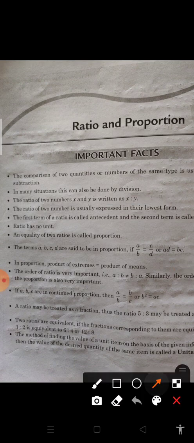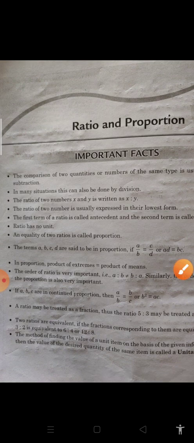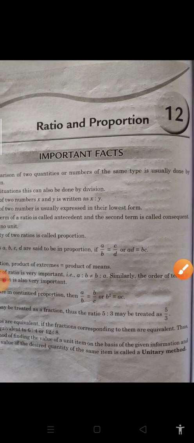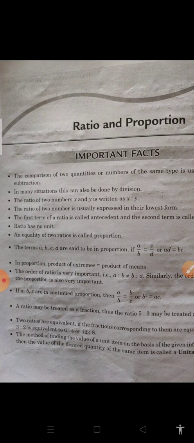Now next, the ratio of two numbers is usually expressed in its lowest form. Means any given ratio we can express in the lowest form, we find the simplest. We divide both numbers by the same number, so we can write it in the lowest form. The next is, the first term of a ratio is called antecedent and the second term is called consequent.